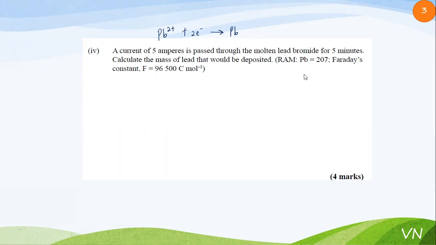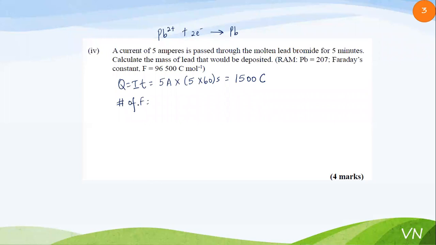All right, so let's work the question together. The first thing we're doing is finding the quantity, so Q is equal to IT. The current is given as 5 amperes, multiplied by the time, which is given in minutes, so we need to convert the minutes to seconds. So this is going to be 5 times 60 seconds, which is equal to 1500 coulombs.